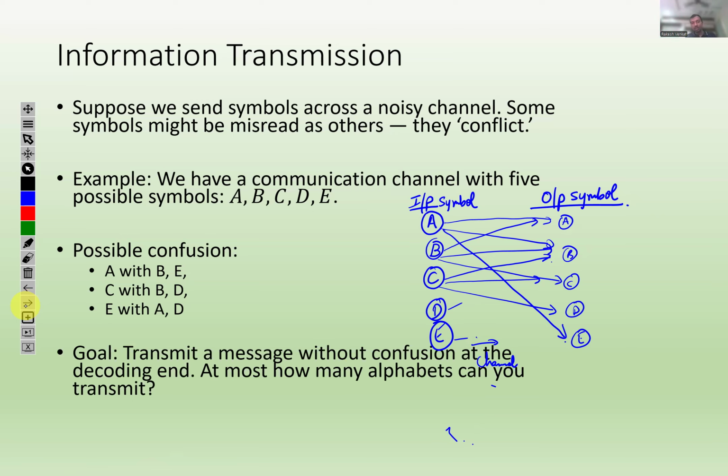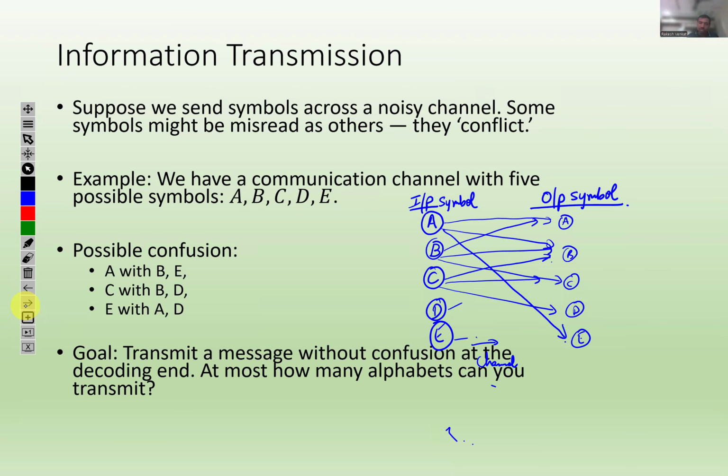And the goal is the following. You want to transmit a message without confusion at the decoding end. I'm just calling it the decoding end; think of it as the output end. There's no real decoding process here. So now, if you want this to happen, at most how many letters among A, B, C, D, E can you hope to send?